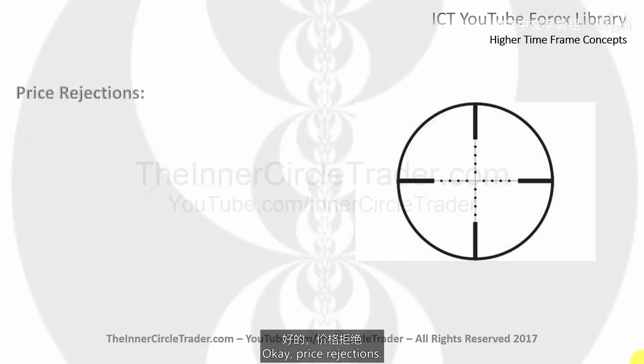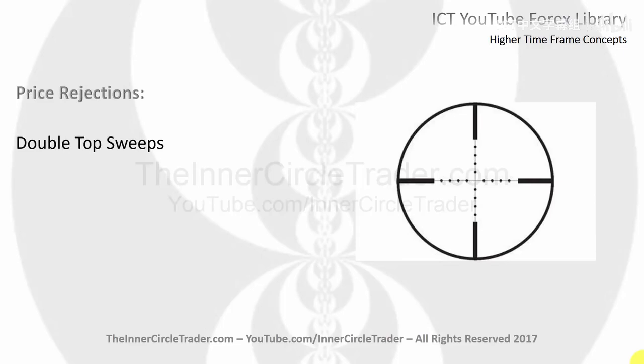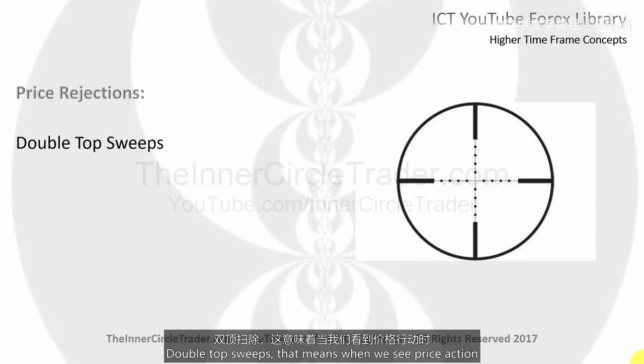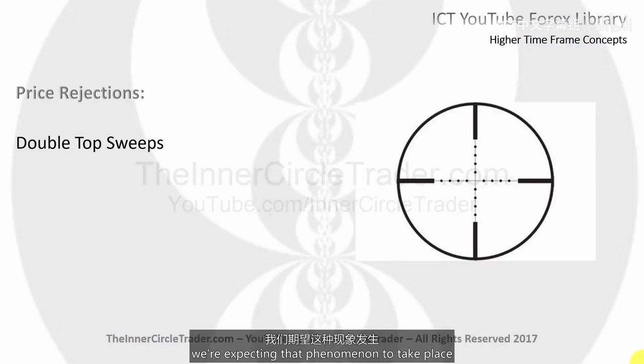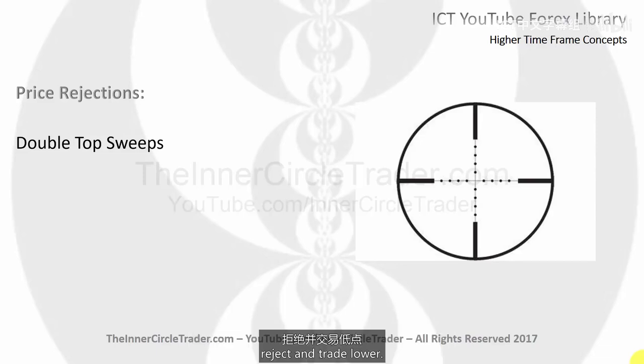Okay, price rejections. Double top sweeps, that means when we see price action creating very clean equal highs or relatively equal highs, we're expecting that phenomenon to take place where price will drive above those equal highs, reject, and trade lower.